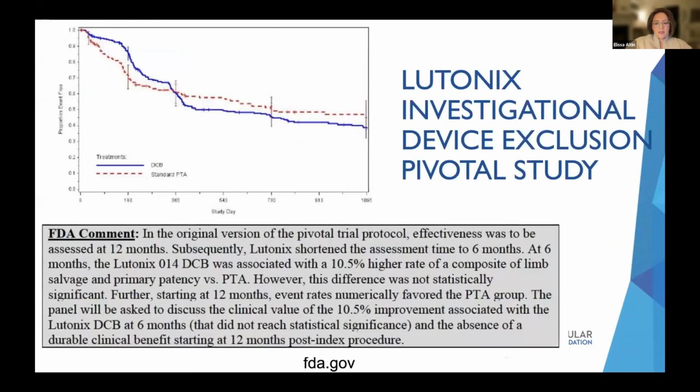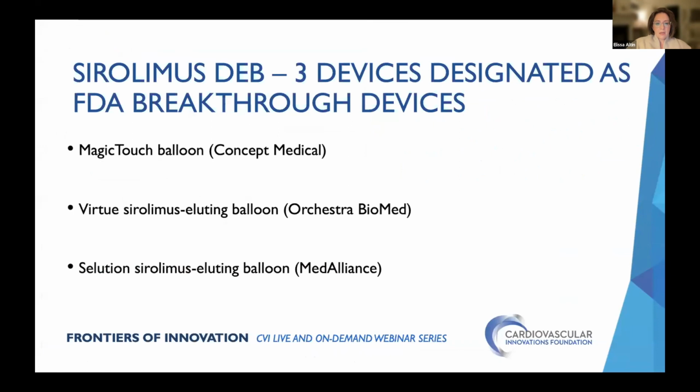And in the Lutonix IDE pivotal study, they reported the results out to 6 months that were non-significant, but showed a benefit of DCB over PTA. But out to 12 months, at a year, they were basically the same, and then a numeric but non-statistically significant trend towards improved outcomes with the standard PTA. Because of this, the FDA denied approval for Lutonix below the knee. But as Hill mentioned, there's a new kid on the block, the limus DEBs, and there are at least 3 devices designated as FDA breakthrough devices: the Magic Touch balloon, the Virtue sirolimus eluting balloon, and the Solution sirolimus eluting balloon.